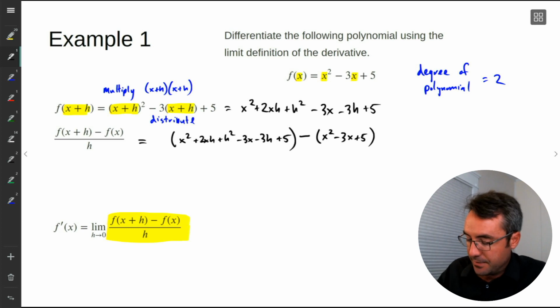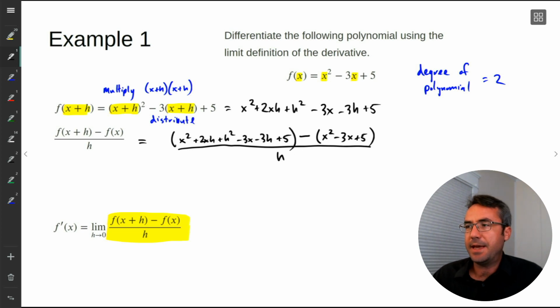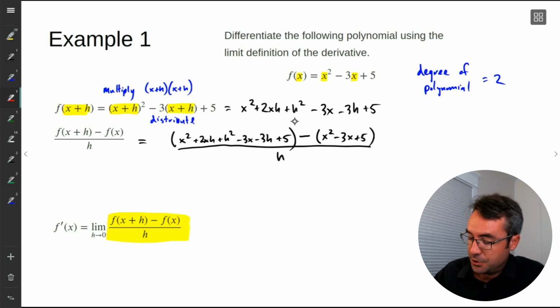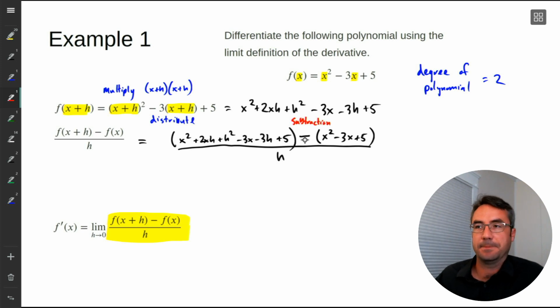Okay, and then this is all over h. And the idea is we want to simplify this expression down. We want to simplify this as much as we can. And really it comes down to, let's do the subtraction. And a lot of times we get a lot of canceling that happens. So it's kind of fun.